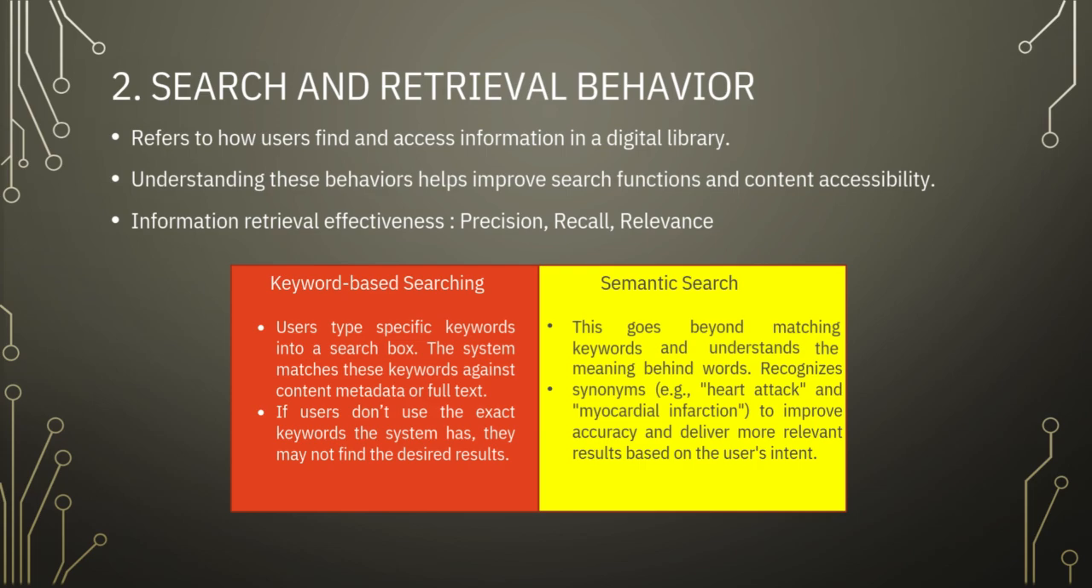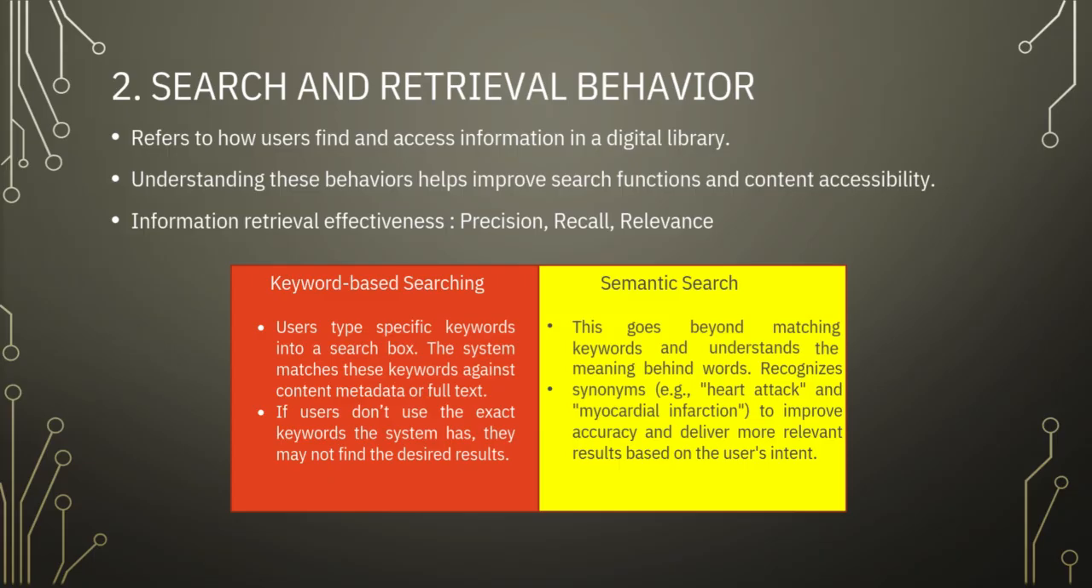First, keyword-based searching. In public library digital catalogs, users often type simple keywords into a search box. For example, a parent may type children's storybooks, or a job seeker may type resume writing. The system then matches these keywords against metadata fields such as title, subject, or keywords, or against the full text of documents. However, keyword-based searching has limitations. If users do not use the exact terms stored in the system, they may not retrieve the desired results. For instance, a user searching for elder care may miss relevant resources indexed under senior citizen services.